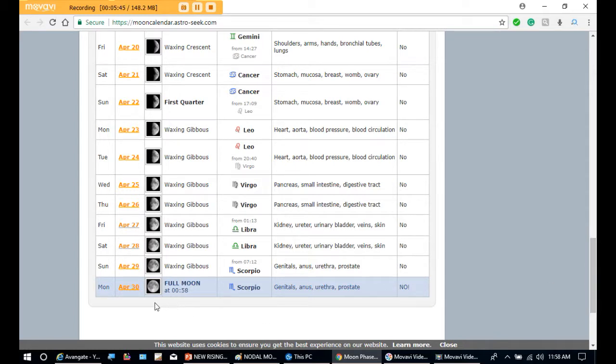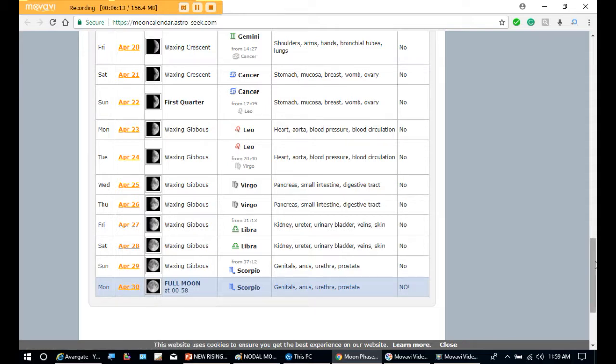The next full moon after that will complete the circuit. The full moon will be on April 30th in Scorpio. The genitalia, anus, urethra, and prostate will be considered during that full moon for those people born with that in their natal birth chart.